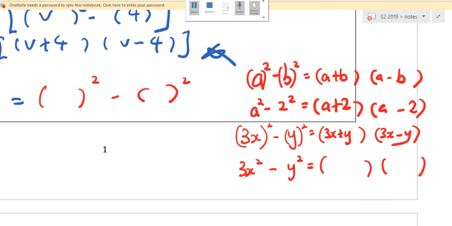3x squared minus y squared. Is it possible to do a plus b, a minus b? How many of you think yes? Nobody. How many think no? 4. Then the rest?